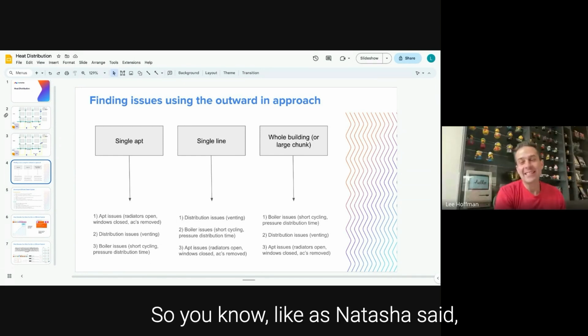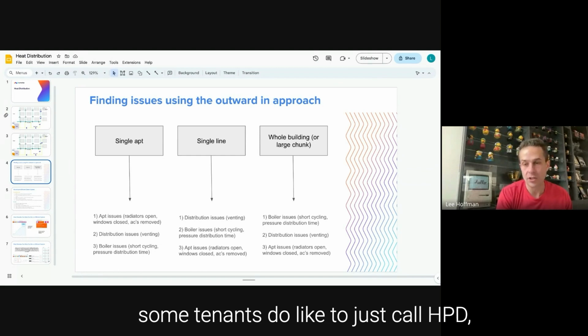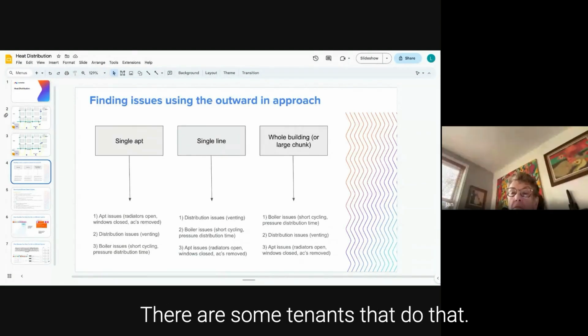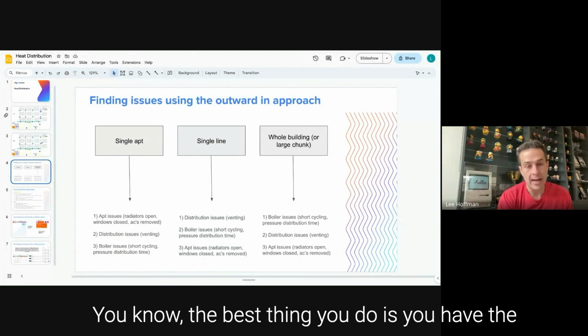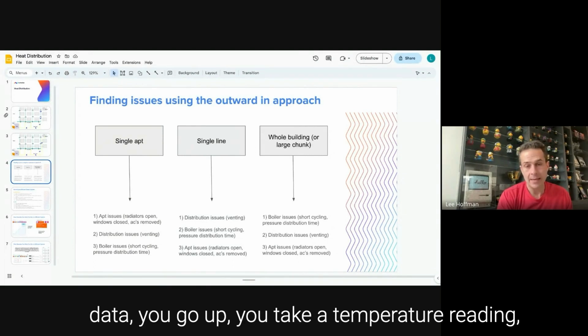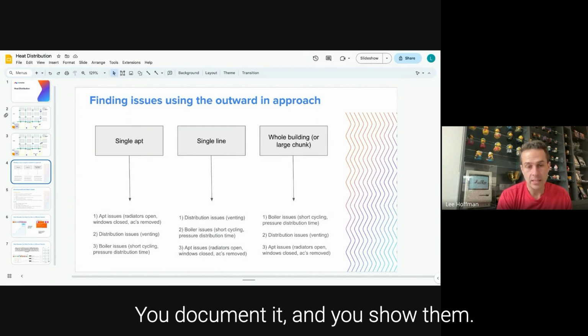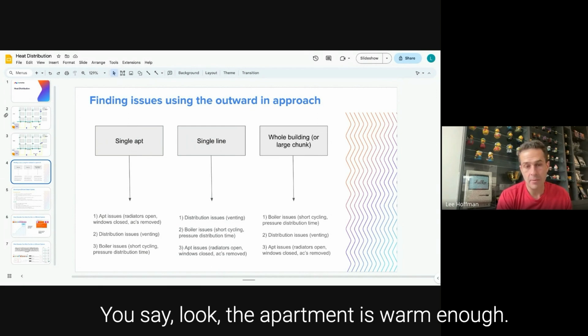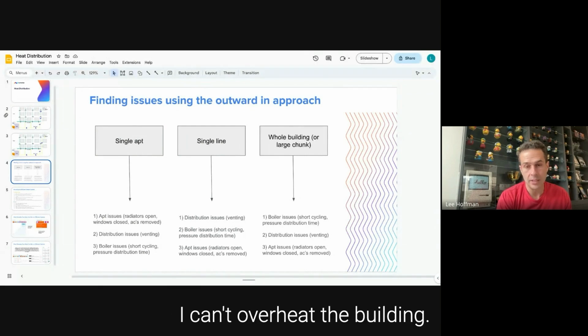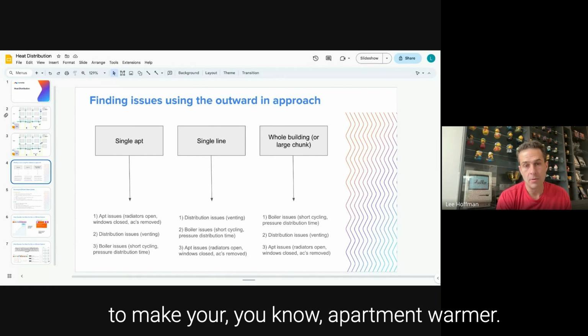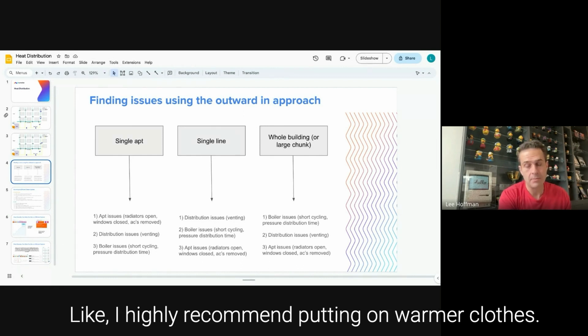As Natasha said, some tenants do like to just call HPD. You're never going to get away from it. The best thing you can do is you have the data, you go up, you take a temperature reading, you have the temperature sensor in the apartment, you document it, and you show them. You say, look, the apartment is warm enough. I can't overheat the building. I just can't overheat every other apartment to make your apartment warmer. I highly recommend putting on warmer clothes.